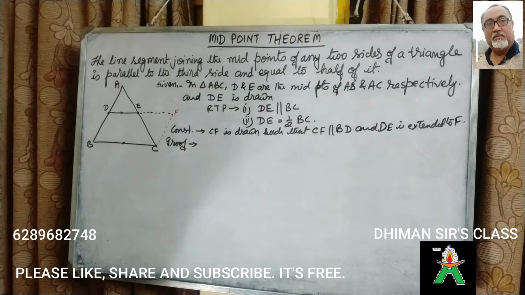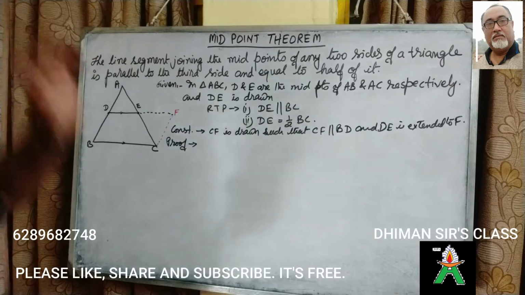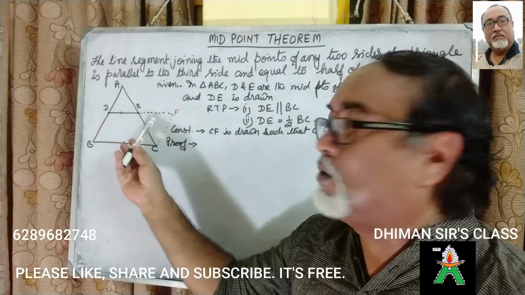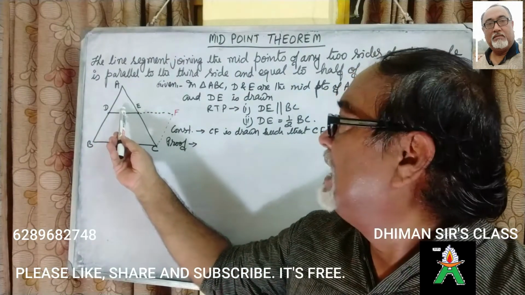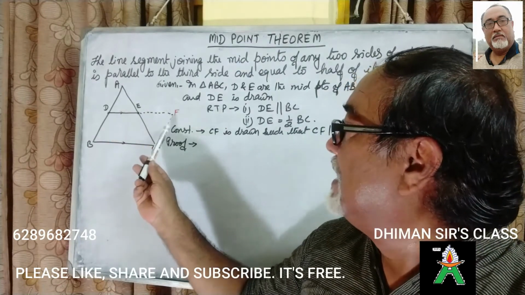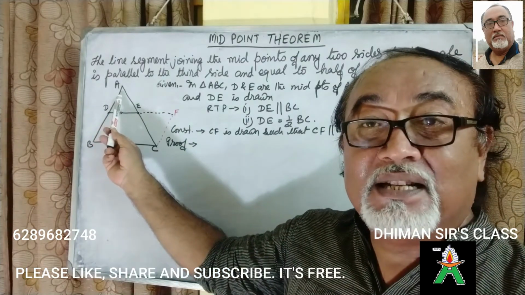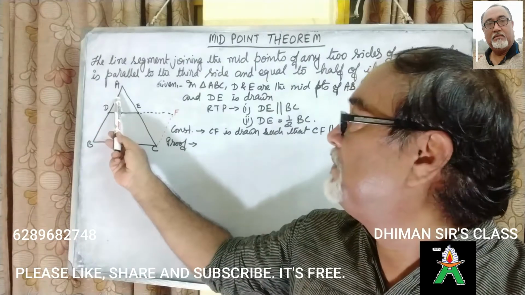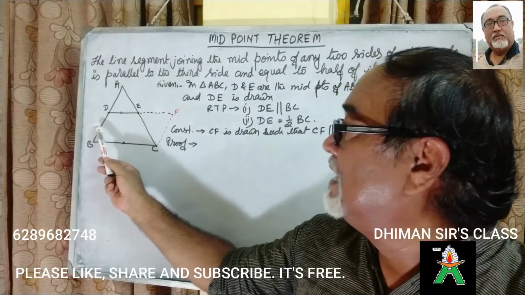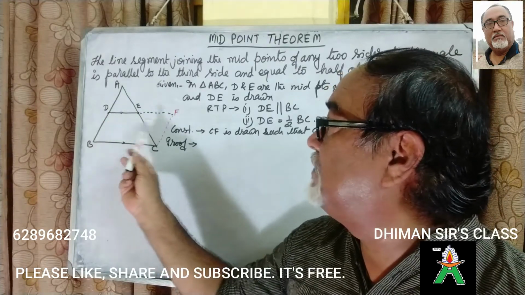Now what do we need to prove? We need to prove that this is parallel to this. For that, my dear students, if we can prove that these two triangles are congruent, then in that case what will happen? This will be equal to this, means CF will be equal to AD by CPCT, corresponding parts of congruent triangles, and this is already equal to this because D is the midpoint. So as this is equal to this and this is equal to this, that means automatically these two lines will become equal.